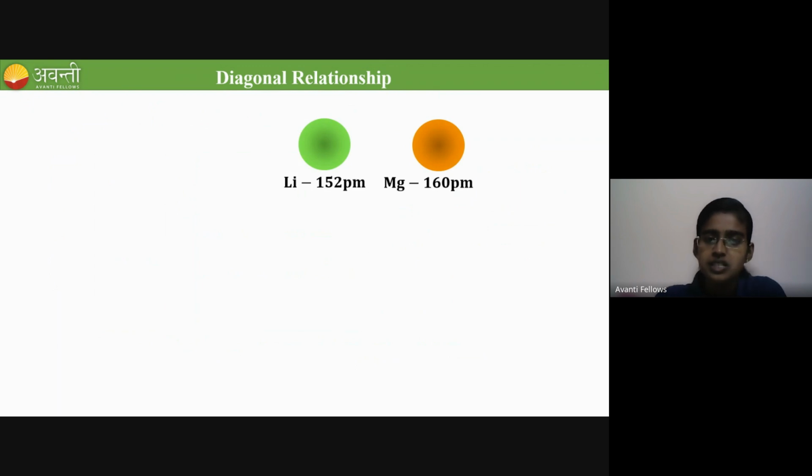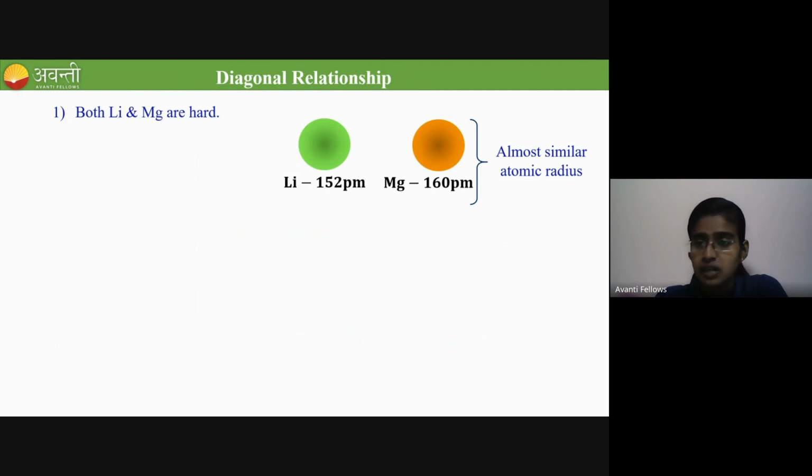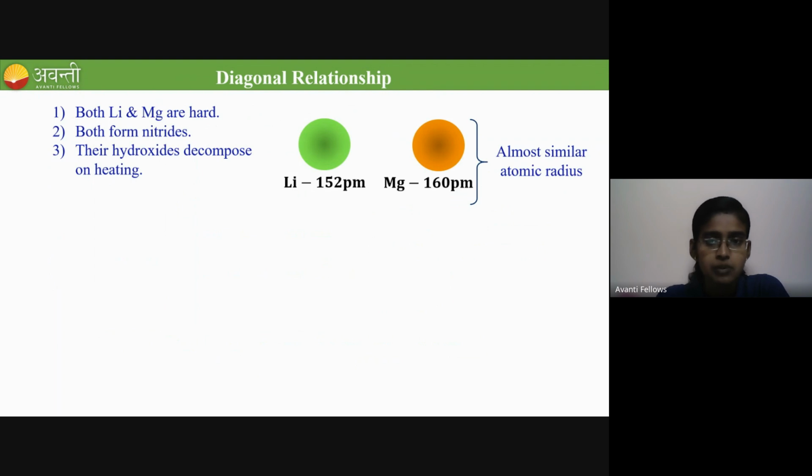For example, in case of size, you see lithium and magnesium both have approximately 152 for lithium and 160 for magnesium. Almost similar atomic radius. Not only radius, both of them are very hard. Lithium and magnesium are very, very hard. Both of them form nitrides. Both of their hydroxides decompose on heating.